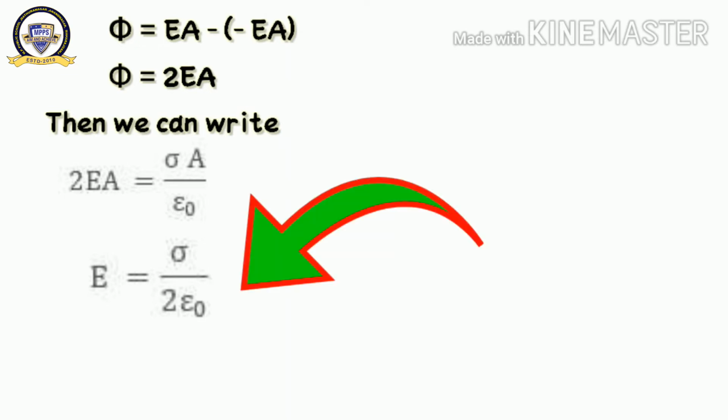Hence, we can write phi equals EA minus, again in bracket, minus EA, which will be equivalent to phi equals 2EA, because minus into minus will be converted into the positive sign. Then we can write 2EA equals sigma A upon epsilon naught. This sigma A has come from the formula Q upon epsilon naught, where Q has been changed here as sigma into A. This A and A will be cancelled from both sides, and by transferring this 2 to the right hand side, it will be equivalent to E equals sigma upon 2 epsilon naught, which will be your last formula.